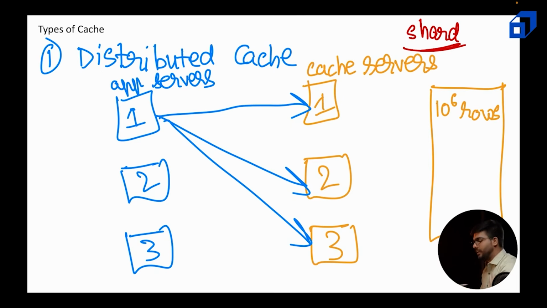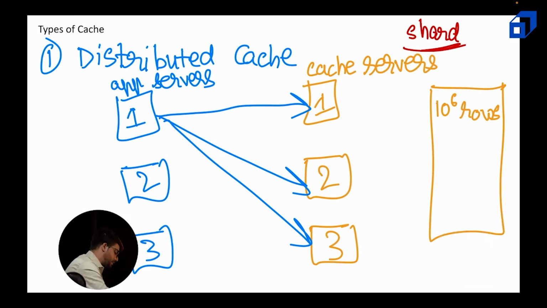Let's say the shard key has an incremental way. Let's say the data is 1, 2, 3, 4, 5 and so on. This is the shard key, and we just perform a modulo 3 over here since there are 3 cache servers. So ideally the first cache server is going to contain 1 and 4. The second cache server is going to contain 2 and 5.